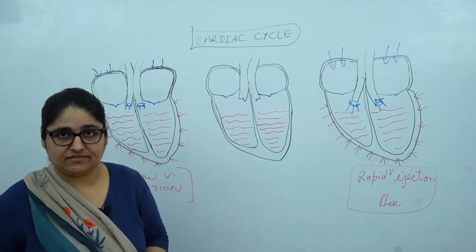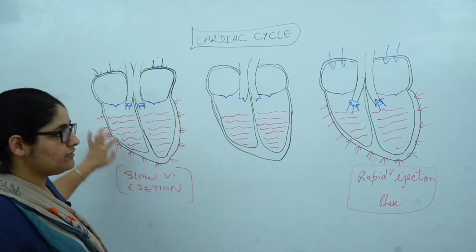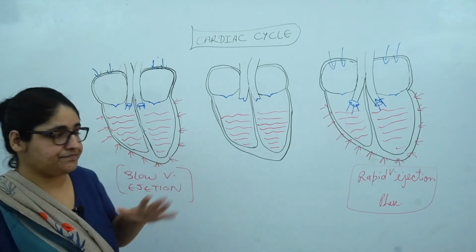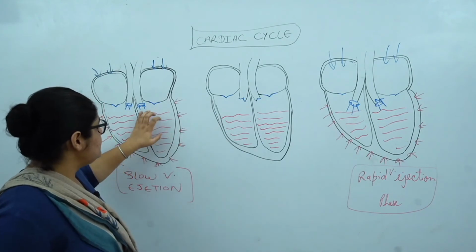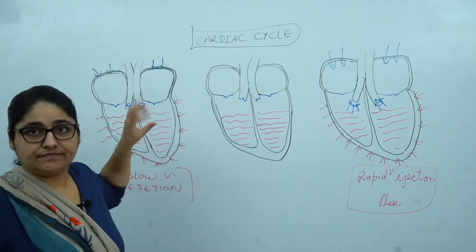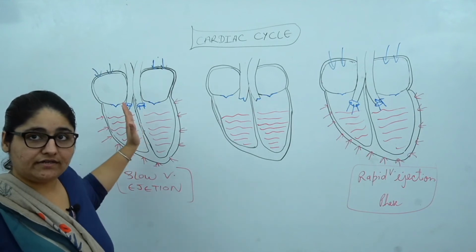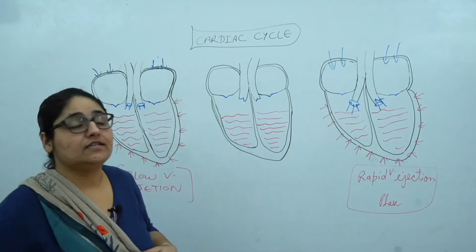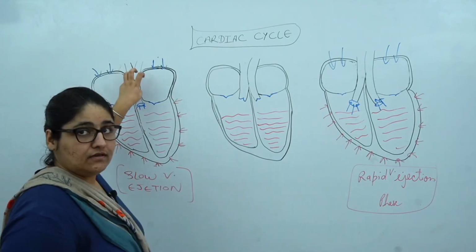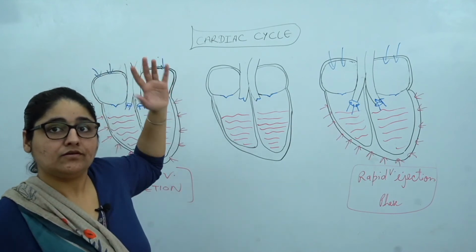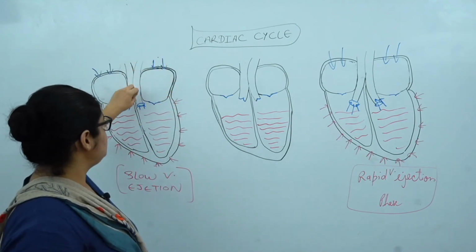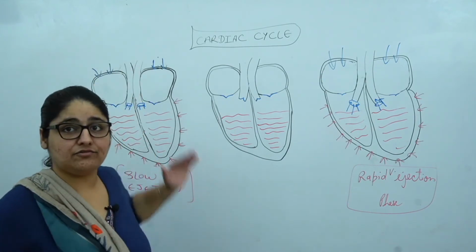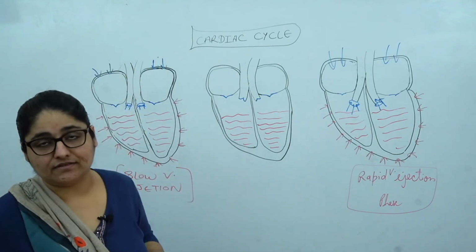Now, what will happen next? The ventricles were contracting throughout. Now, the ventricles will relax. When the ventricles eject blood into the pulmonary artery and aorta, the pressure in these tubes will build up. So, when the pressure in these tubes increases, the blood will try to go back to the ventricle.